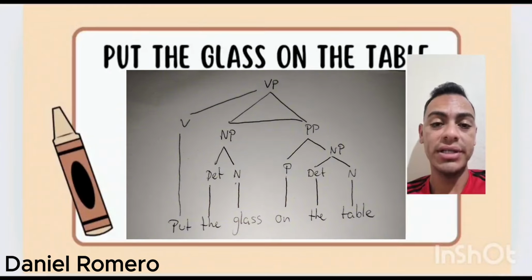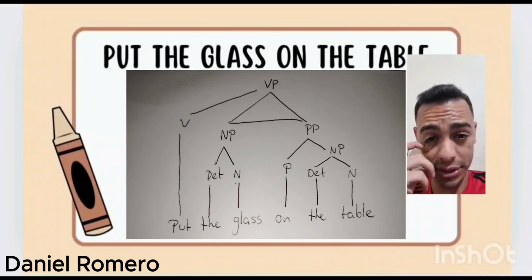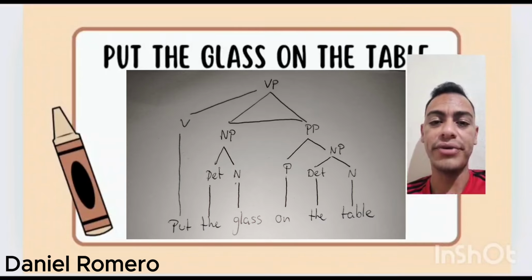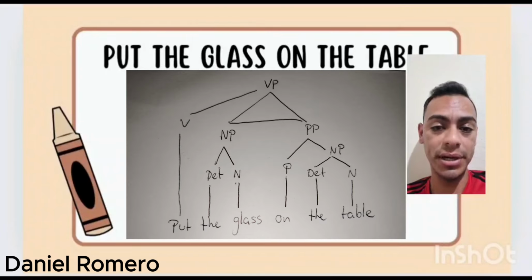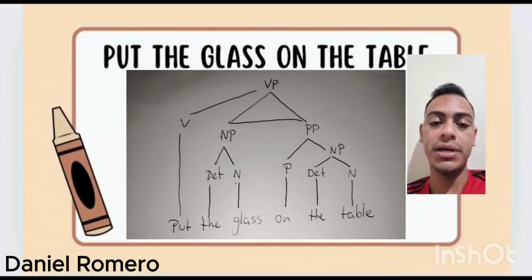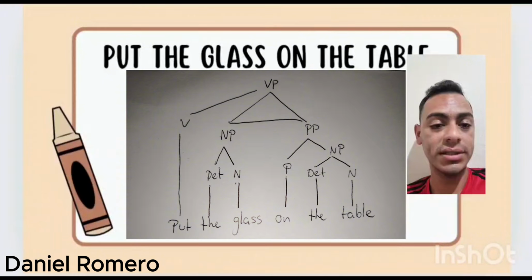The prepositional phrase is divided into a preposition and noun phrase. The preposition is on. The noun phrase is divided into a determiner and the noun. The determiner is the, and the noun is table. So the whole sentence is put the glass on the table.